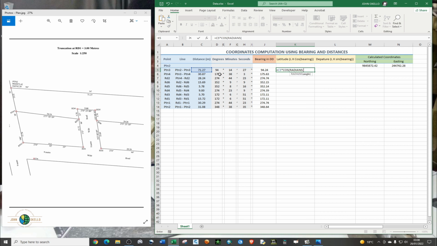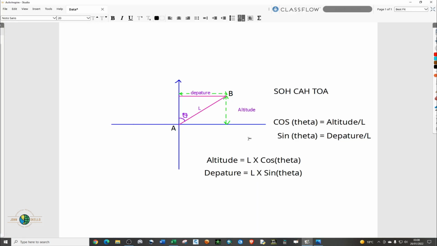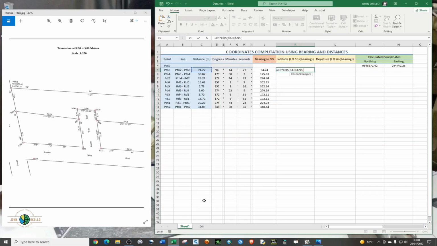We're going to convert this bearing that is in decimal degrees into radians. The radian function normally converts an angle from degrees to radians, and radians measure angles using the radius of a circle. If you look at this diagram, this is basically a circle. So we are dealing with a circle here. The earth is actually spherical and it's almost a circle.